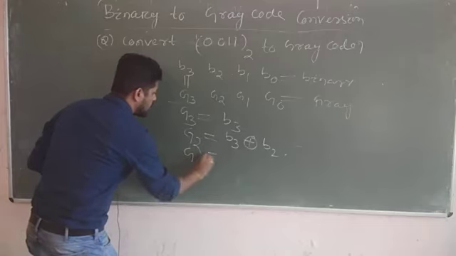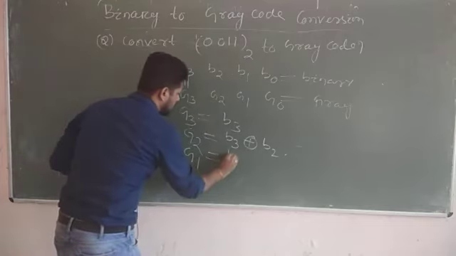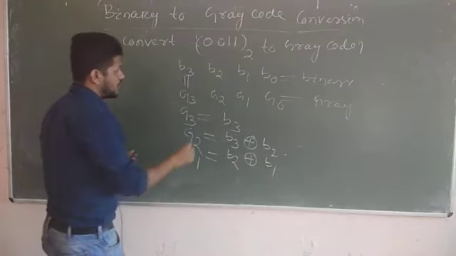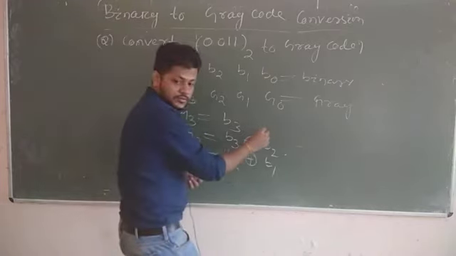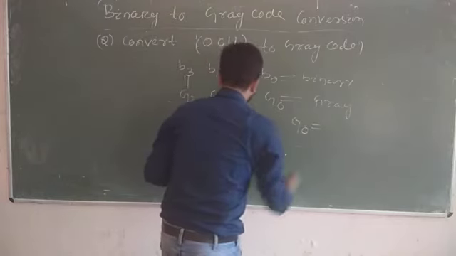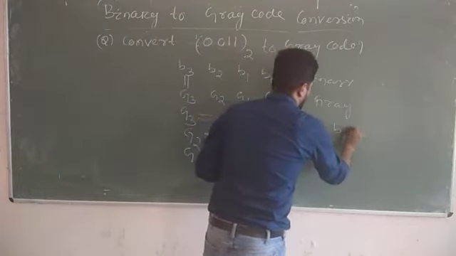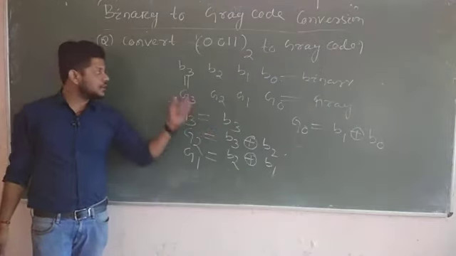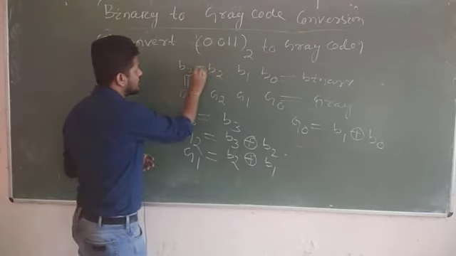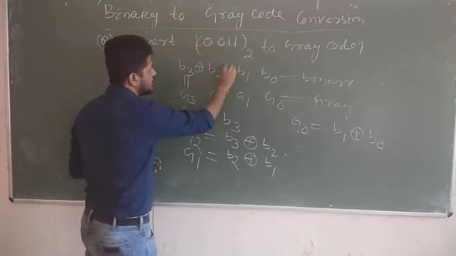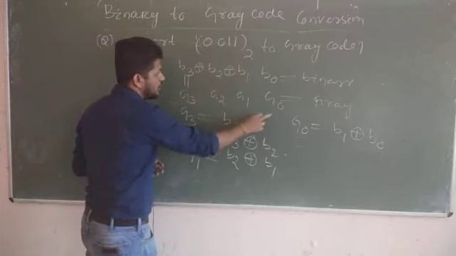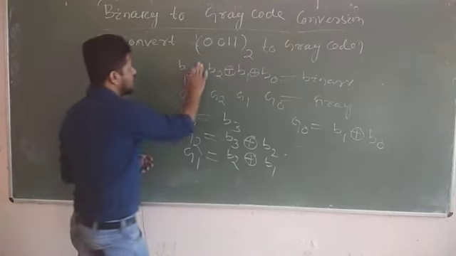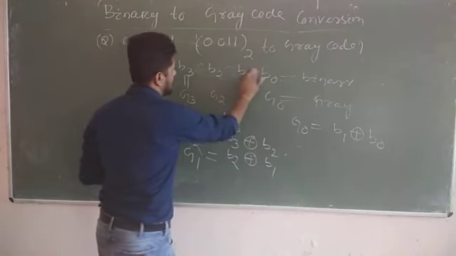Similarly G1 is nothing but B2 XOR B1, and G0 is equal to B1 XOR B0. So remember, G3 is equal to B3, then for G2 you need an XOR operation between B3 and B2. For G1 you need an XOR between B2 and B1. For G0 you need an XOR between B1 and B0. So this is the way we calculate the gray code.